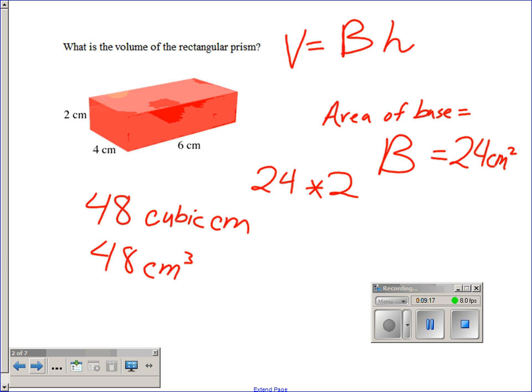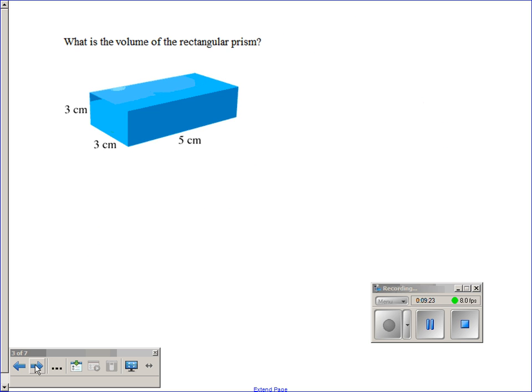I think the rectangular prisms are pretty easy. Okay. Let's try one more. I'm not going to help you at all. I'm going to ask you in a few moments what's the area of the base. Then I'm going to ask you what the total volume is. Okay. What's the area of the base?